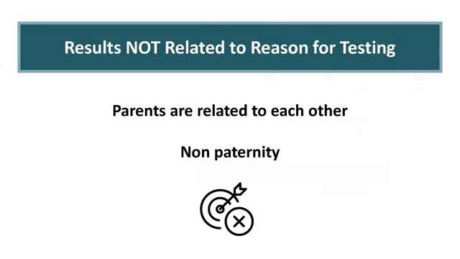Genetic testing can reveal results that are unrelated to the reason for testing. Some of these unrelated results may be surprising, such as learning that parents are related to each other, for example, being second cousins, or discovering non-paternity.